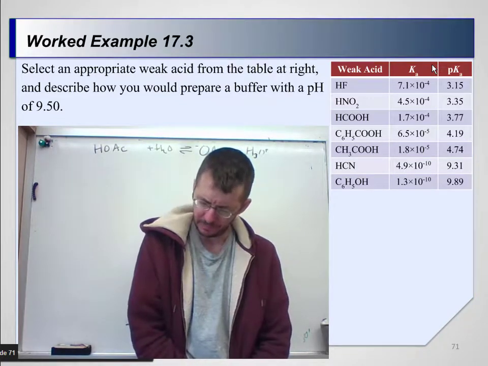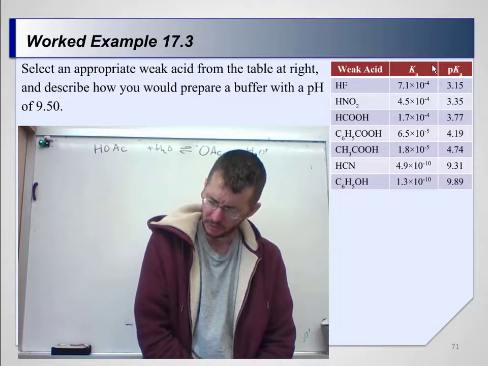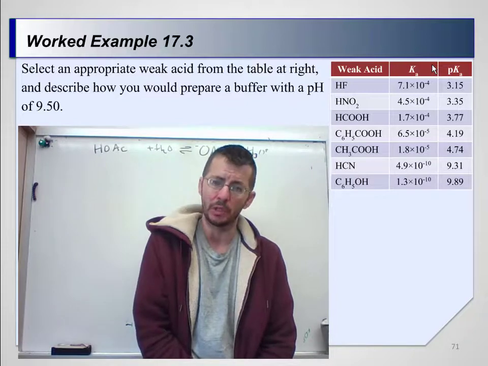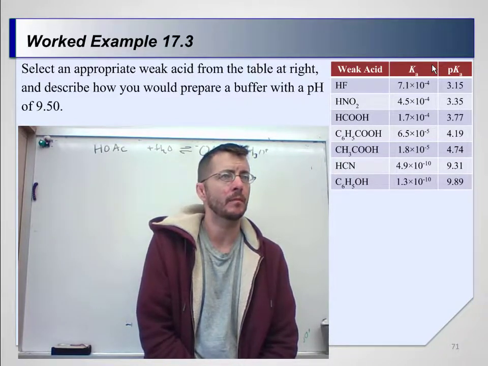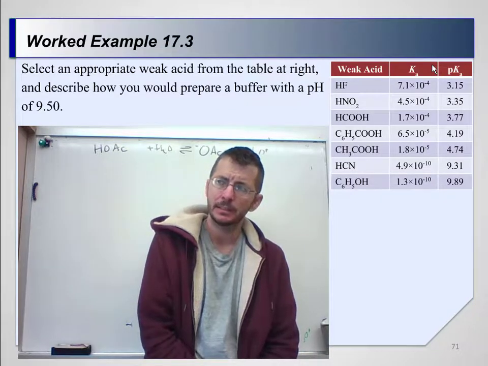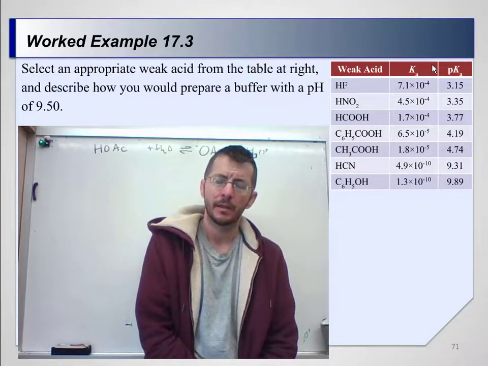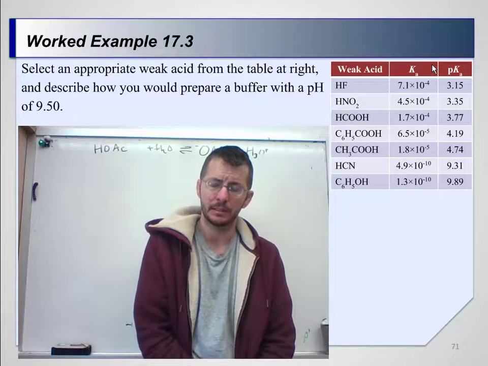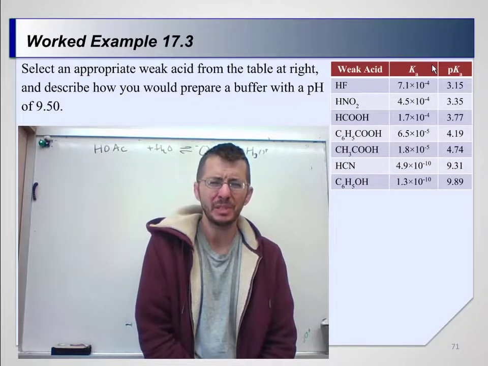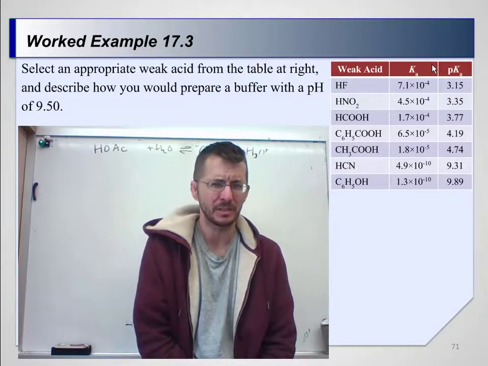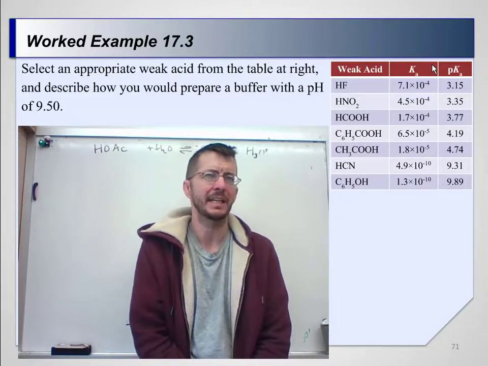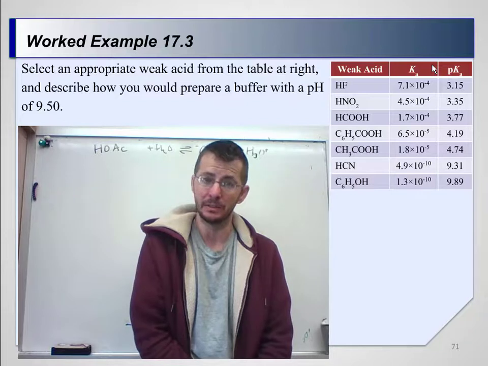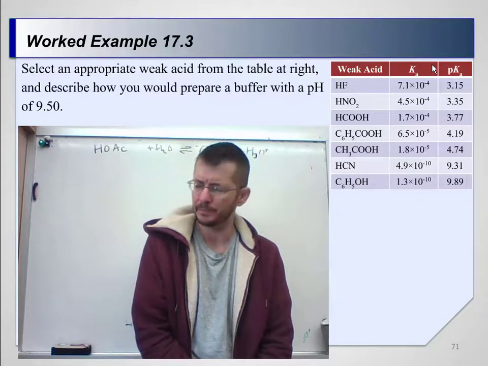So picking a buffer for a bit of work relies on us knowing the Ka of the acid, the conjugate acid. This is important, particularly when you deal with basic buffers. When you deal with acidic buffers, it's pretty obvious. You just pick an acid that has a Ka near the pH range you want.